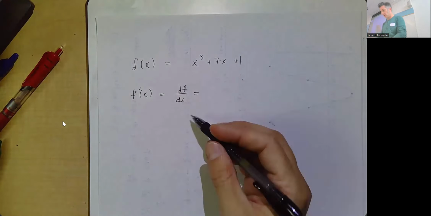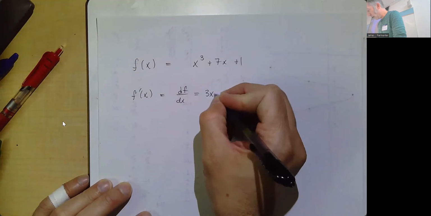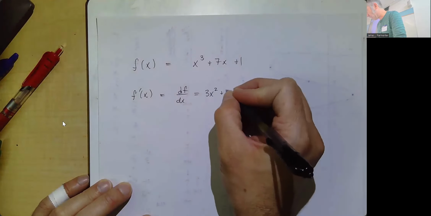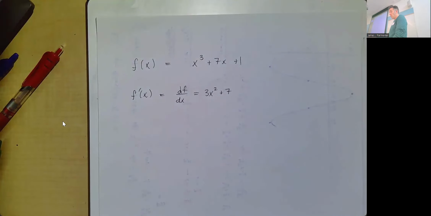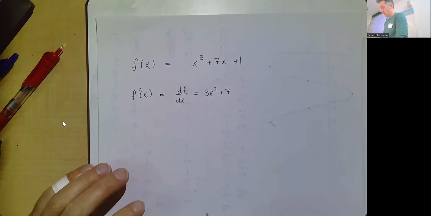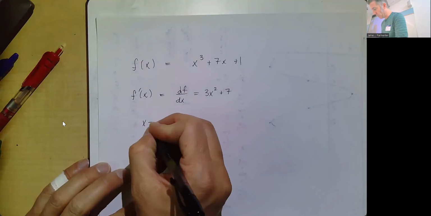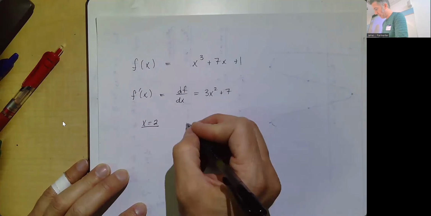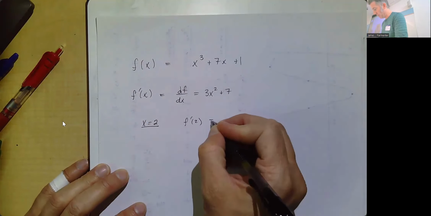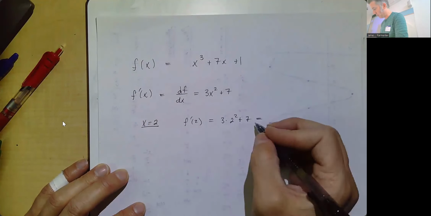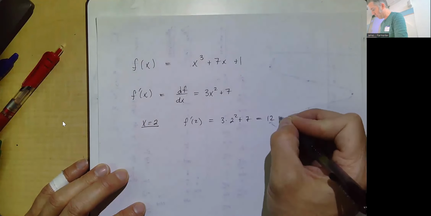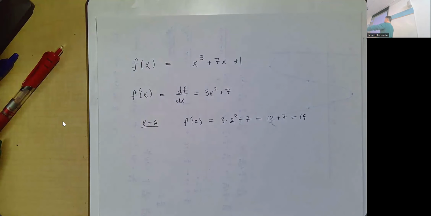So here what I'm asking is, how is the function changing as x is increasing? The derivative is 3x squared plus 7. What does that even mean? Let's look at a particular moment in time. Let's say that x was equal to 2. Then f prime of 2 is equal to 3 times 2 squared plus 7, which is 3 times 4 plus 7, which is 19.